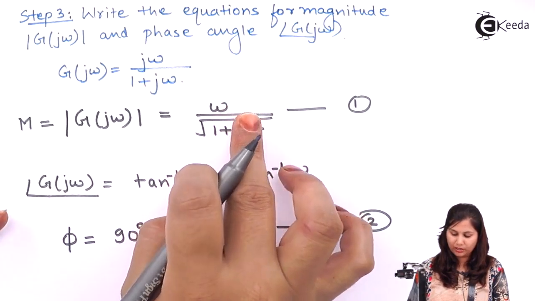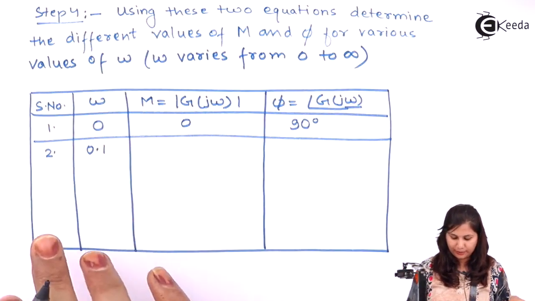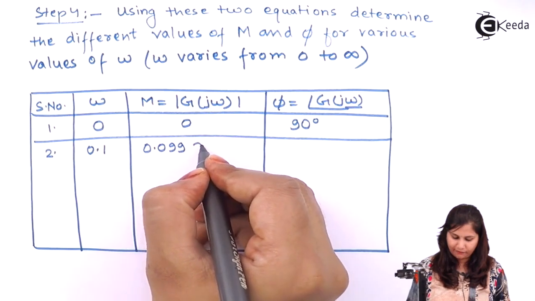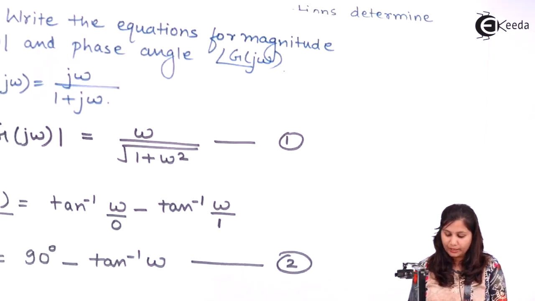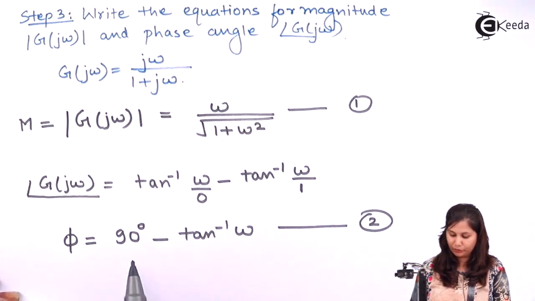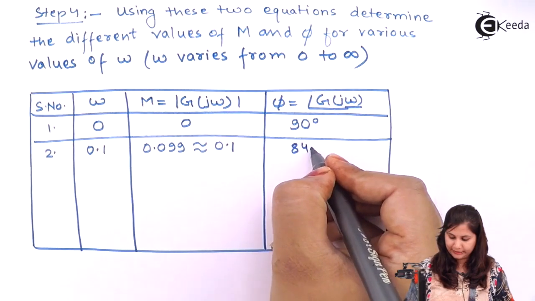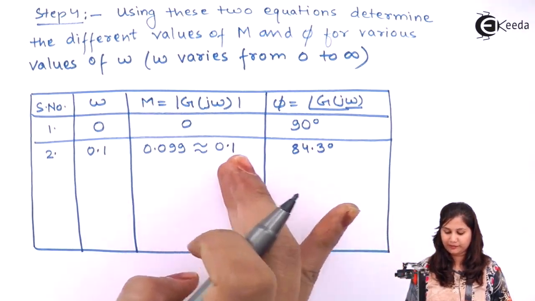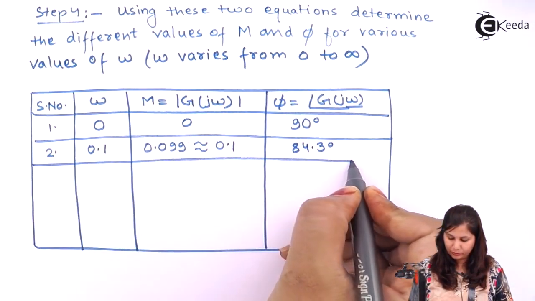So 0.1 upon under root of 1 plus 0.1 square is approximately 0.099, and we can approximate it as 0.1. Now in the phase angle equation, put omega equals to 0.1 here, then this angle comes out to be approximately 84.3 degrees. Do the calculations and obtain the value of magnitude and phase angle for omega equals to 0.1.